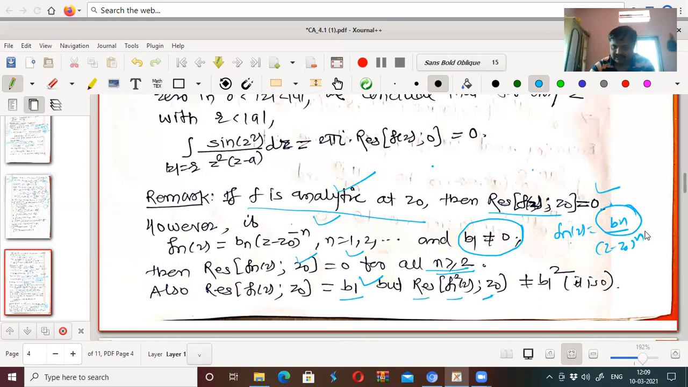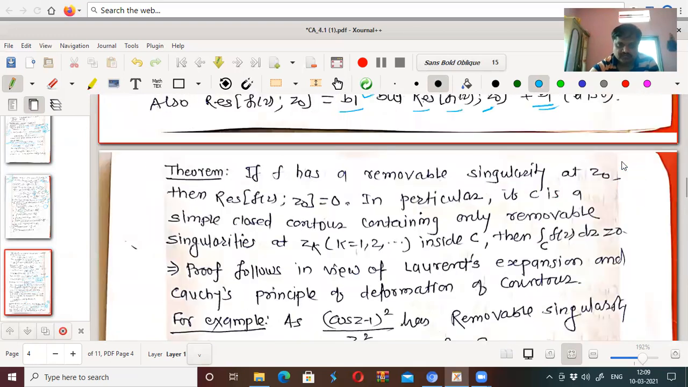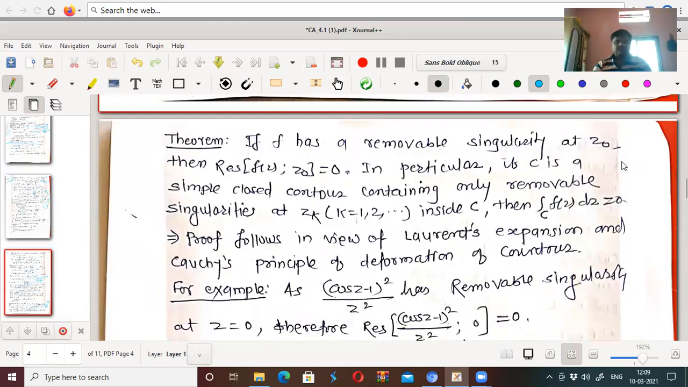f1 squared will be b1 upon z minus z0, squared: b1 squared upon (z minus z0) squared. This is not the coefficient of 1 upon z minus z0. Therefore, b1 squared is not the residue there. The residue of f1 squared at z0 is 0, because there will be no term of 1 upon z minus z0. Okay, that is the case.